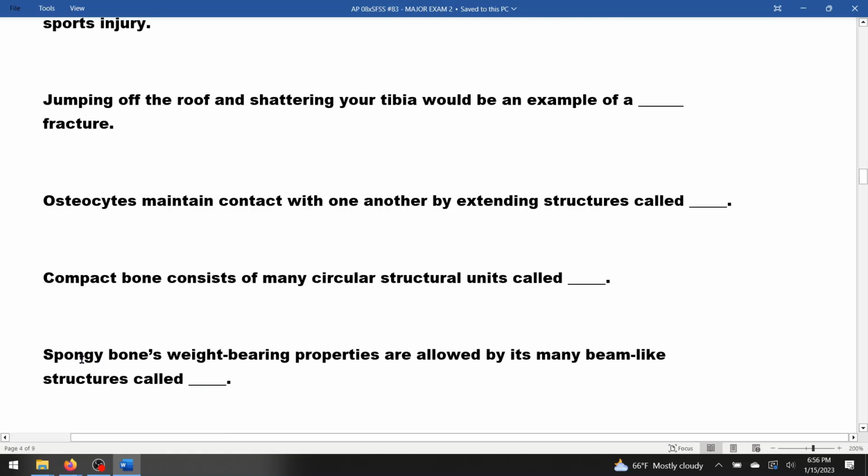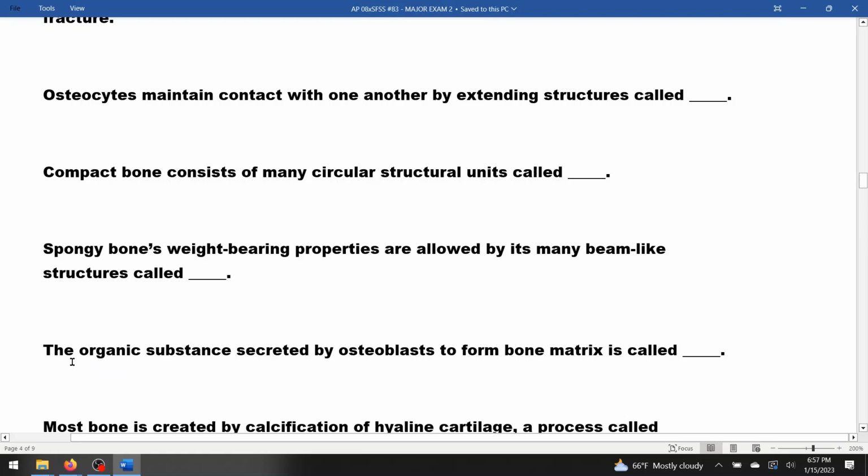Spongy bone's weight-bearing properties are allowed by its many beam-like structures called trabeculae. The organic substance secreted by osteoblasts to form bone matrix is called osteoid.